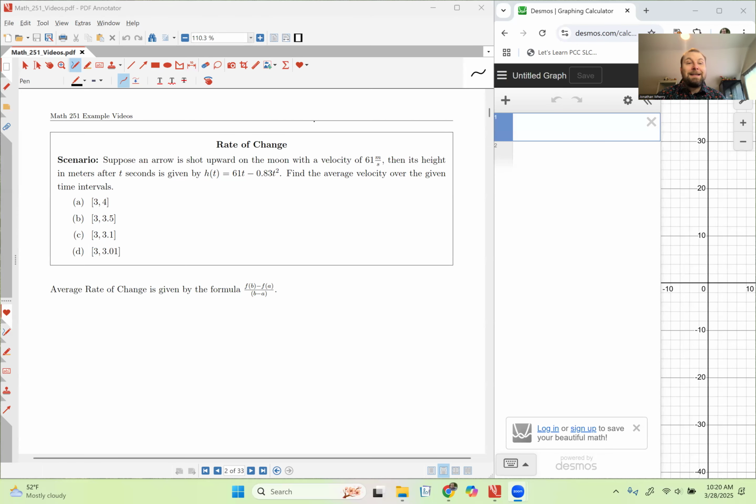Let's take a look at an example of average rate of change. Average rate of change is the slope between 2 points on a secant line. It's sort of connecting those things with a straight line, and it's figuring out what's going on over that interval.